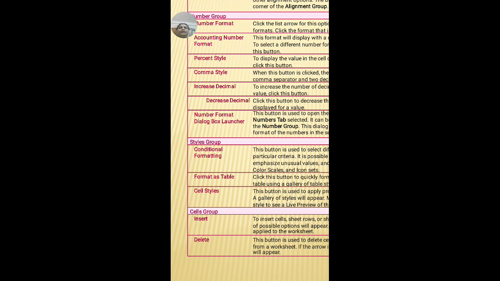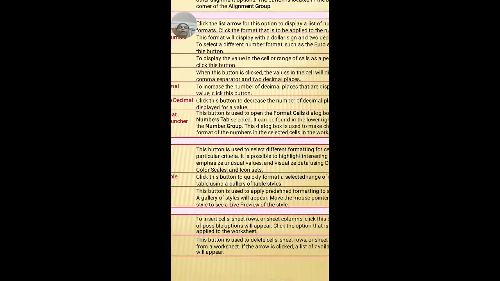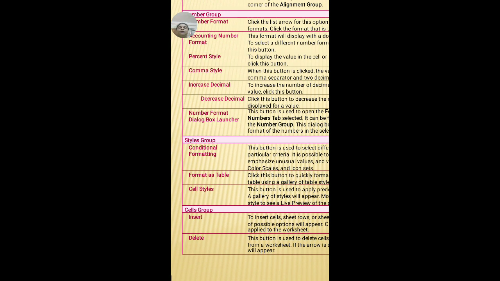Comma style. This command is used to add a comma separator along with two decimal places. Suppose you have entered 1000, that is 1 with 3 zeros. So we represent the number 1000 with a comma. When you click on the comma style command, it adds a comma after 1, and after the 3 zeros it adds 2 decimal places, 0.00.